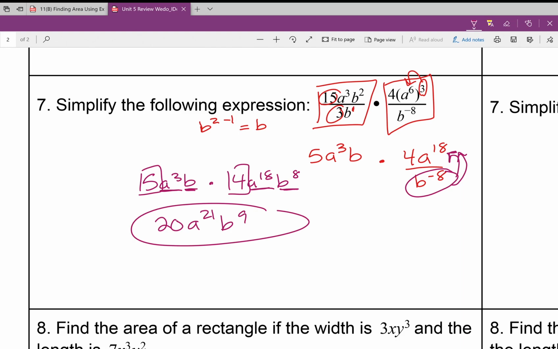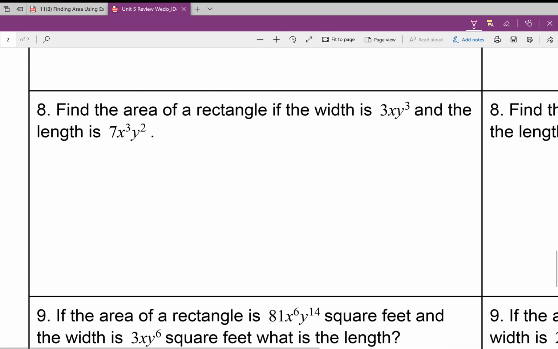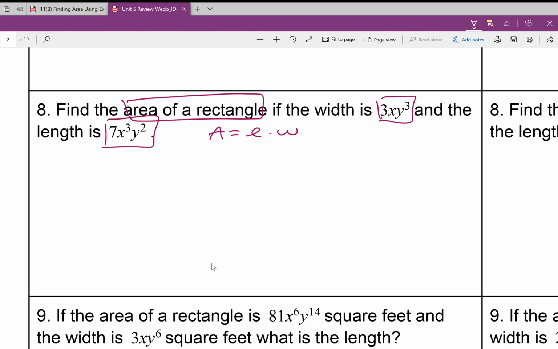Okay, let's look at number 8. Number 8 says find the area of a rectangle, which we know is area equals length times width, if the width is 3xy cubed and the length is 7x cubed y squared. So area is equal to 7x to the 3 y to the 2 times 3xy to the 3. So this looks like a multiplication problem.